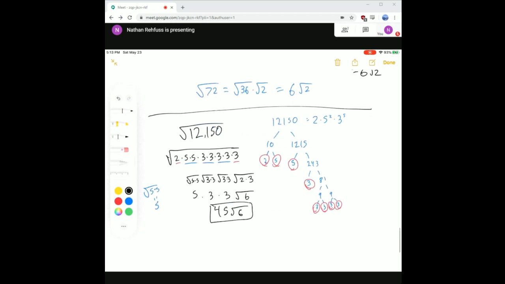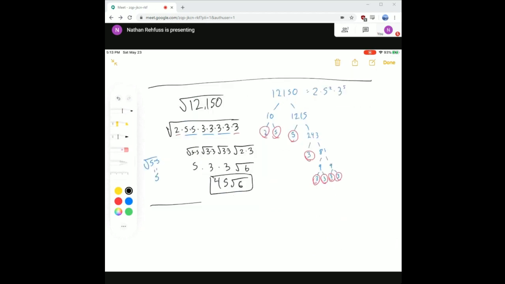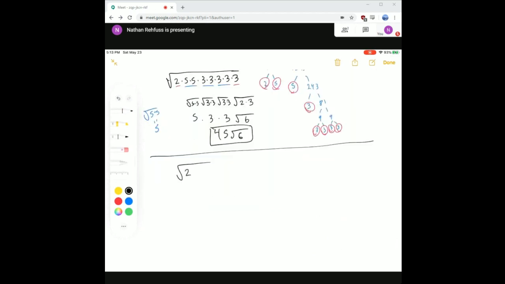Let's try another example. Let's say I had the square root of 72 a b squared c cubed. Maybe even pause the video, see if you can work this one out on your own. It's always a good idea. Pause the video, see if you can work ahead. Well, all right. Hello again. Let's check your work.